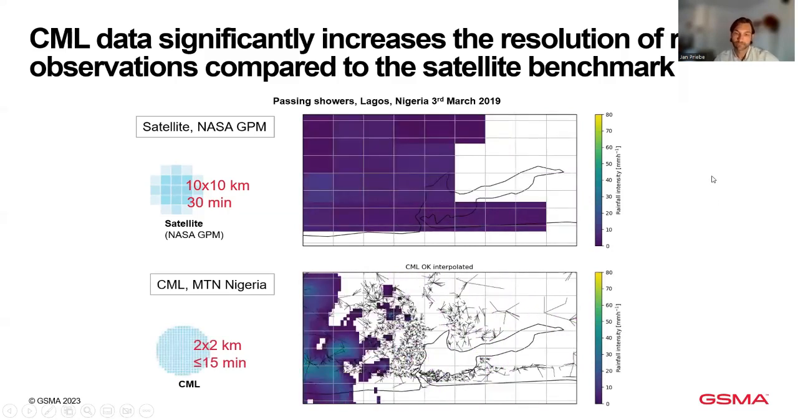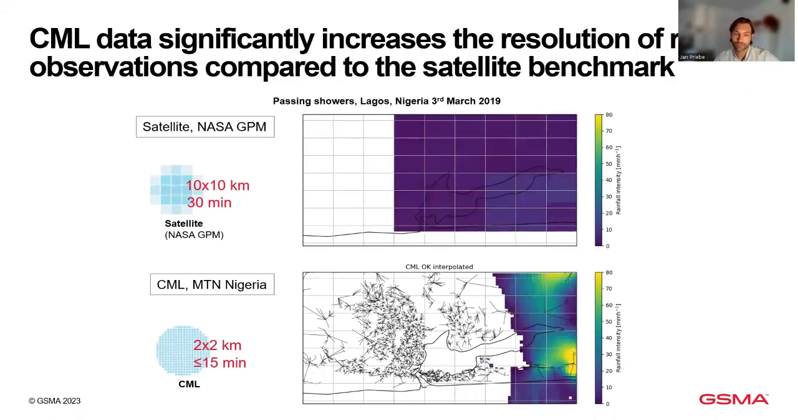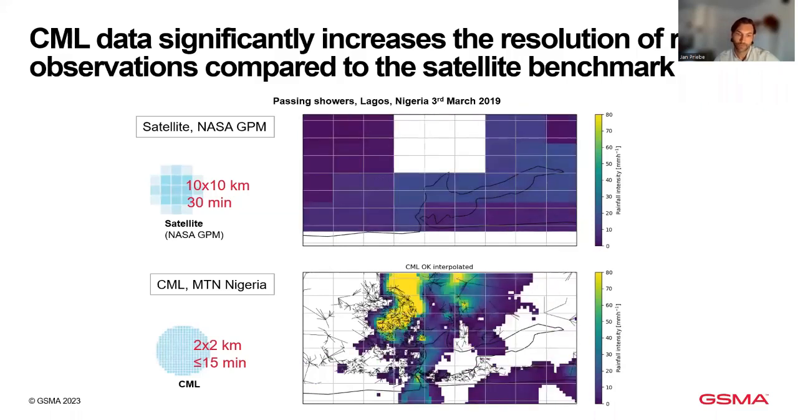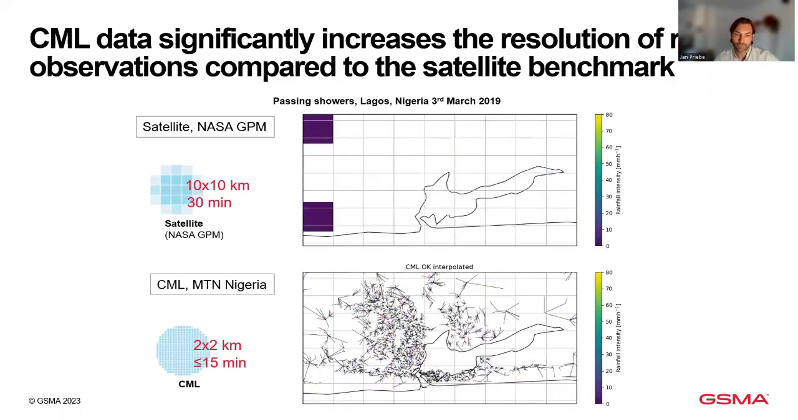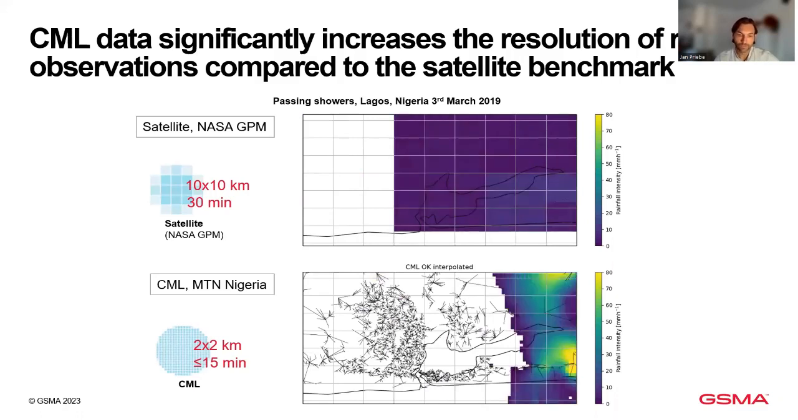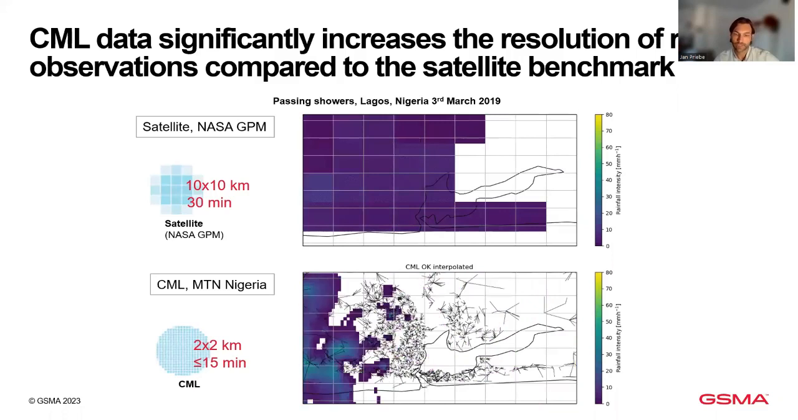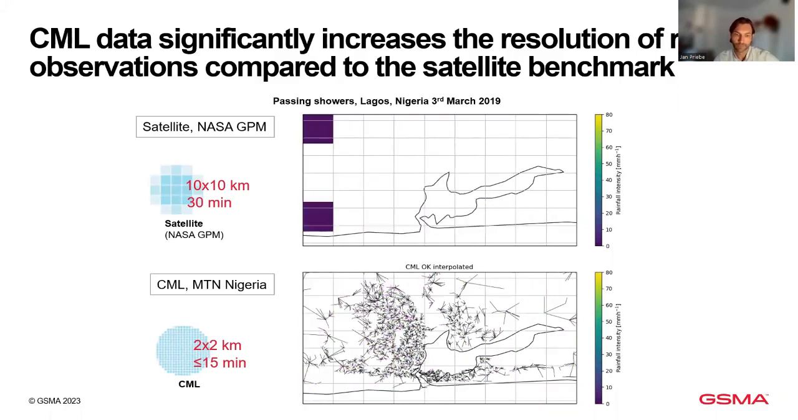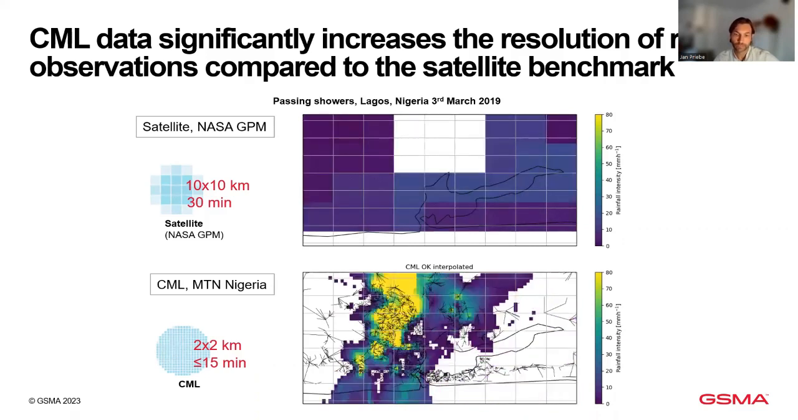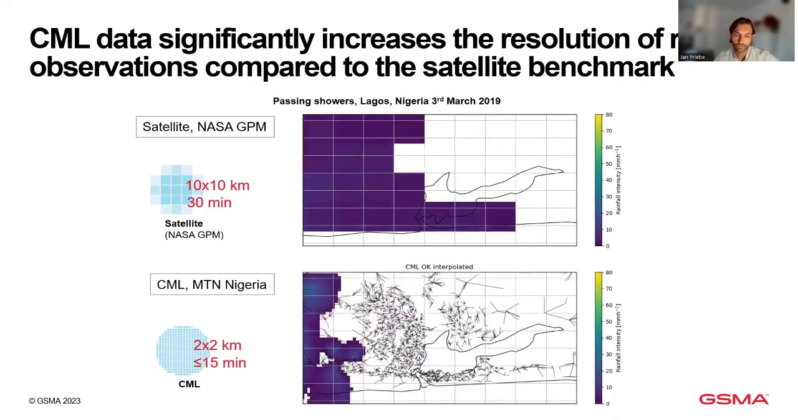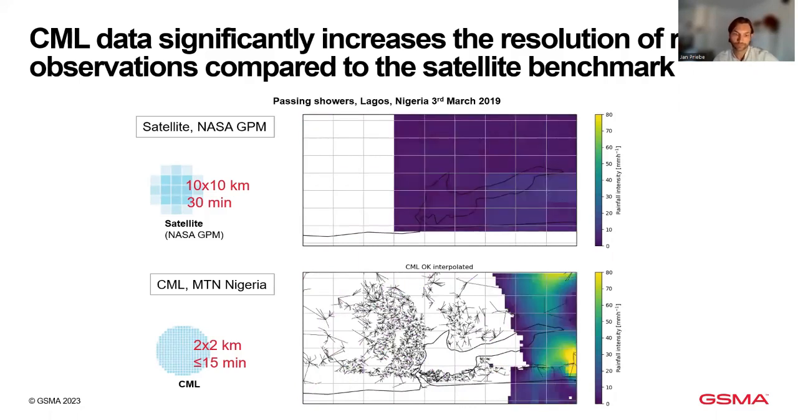CML data is typically interpolated on a grid of about 2 by 2 kilometers, and data is available every 15 minutes or more often. As you can see, the increased resolution allows you to much better see the borders of the event, how it moved across the city, and it can also allow you to identify those areas hit by the most intense rainfall. So this data is much more in line with the type of data that would typically be provided by weather radar, and we hope it will enable similar applications as radar does in high-income countries.